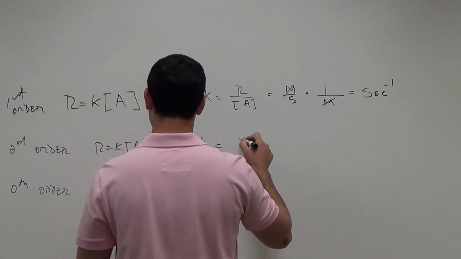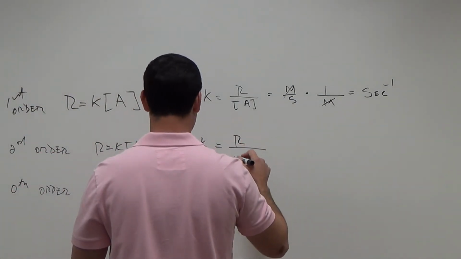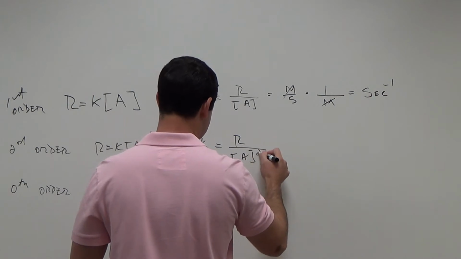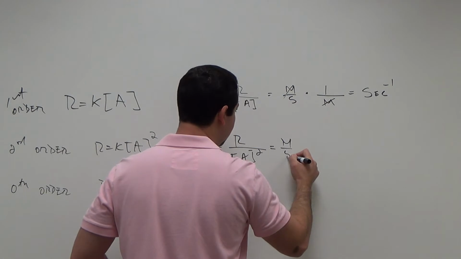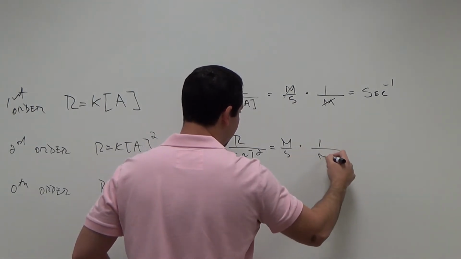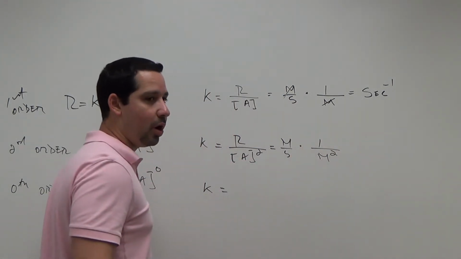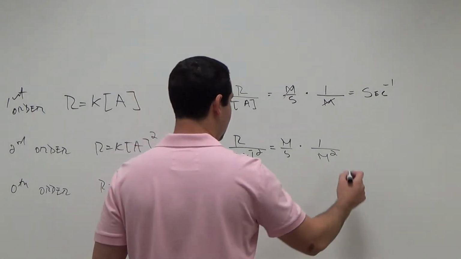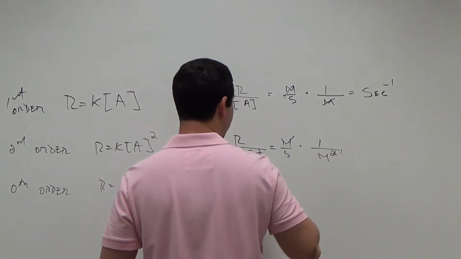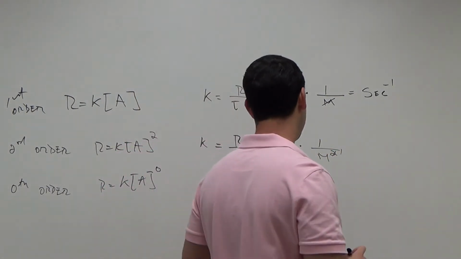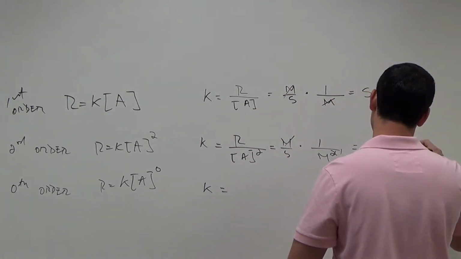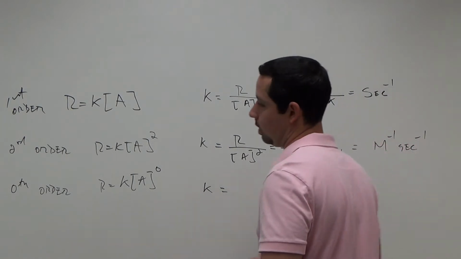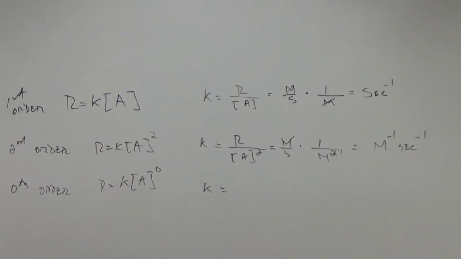The units, for second order, R is molarity per second still. And this one is molarity squared. You end up with 1 over molarity, so that cancels out with 1 over seconds, and what you have is molarity to the -1 and seconds to the -1.